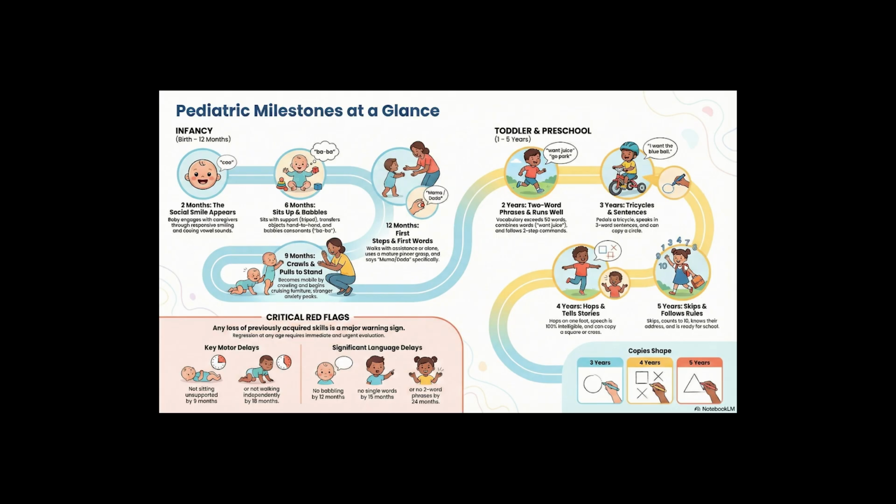It is. Socially, pretend play starts. They're feeding a doll, making car noises. And the red flags here are firm. No words at all, or not walking independently by 18 months, requires an immediate, full developmental evaluation. No waiting. Okay, the 24-month or 2-year milestone.